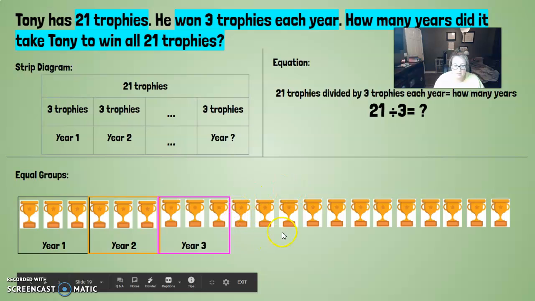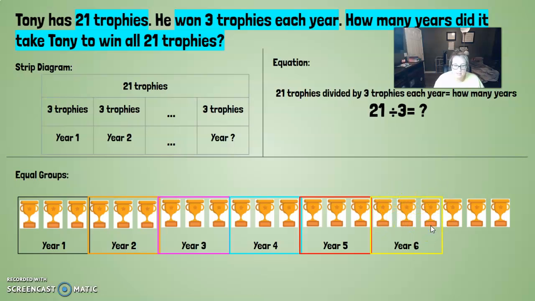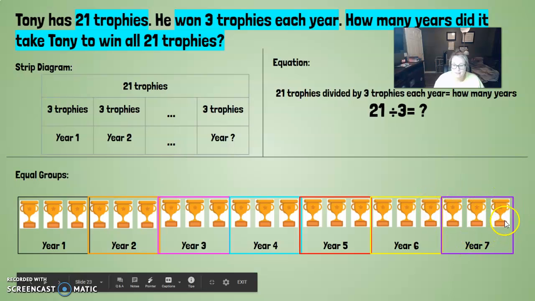I'm going to circle my next group of 3, that's year number 4. I'm going to circle my next group of 3, that's year number 5. I'm going to circle my next group of 3, that's year number 6. And I'm going to circle my last group of 3, which was year number 7.